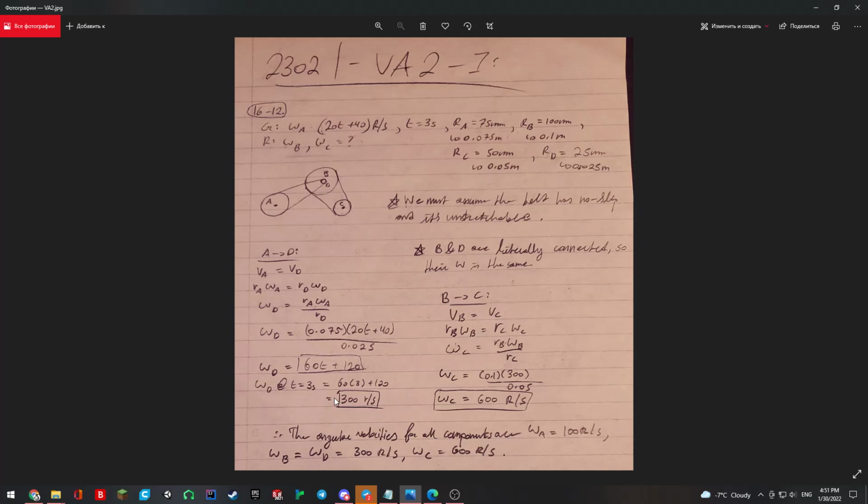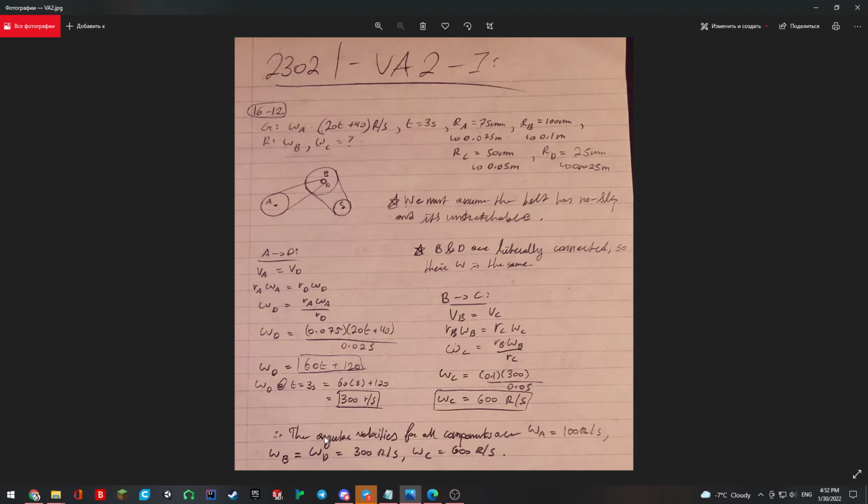Then I use this information to go from B to C. The speed of B equals the speed of C, and I use the same formula, same rearranging, and I use omega D equals 300 rads per second as omega B since they're the same, and I get omega C equals 600 rads per second.